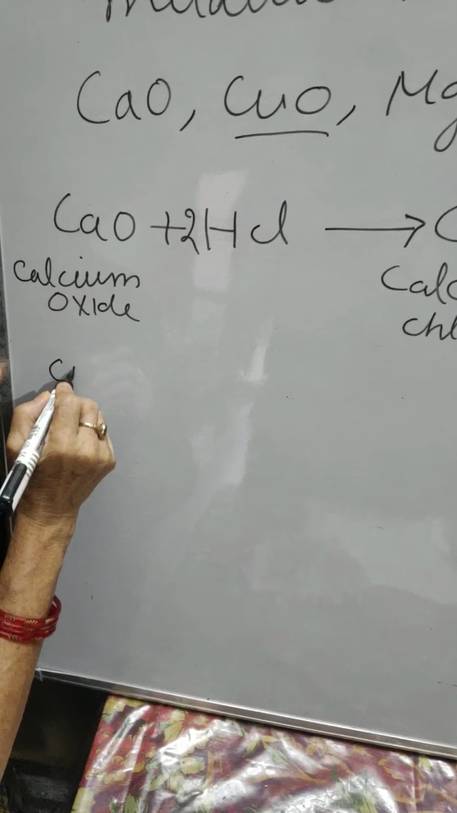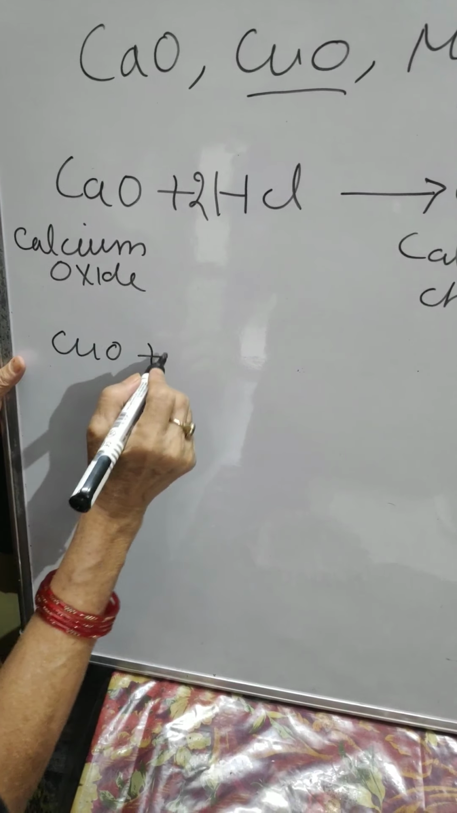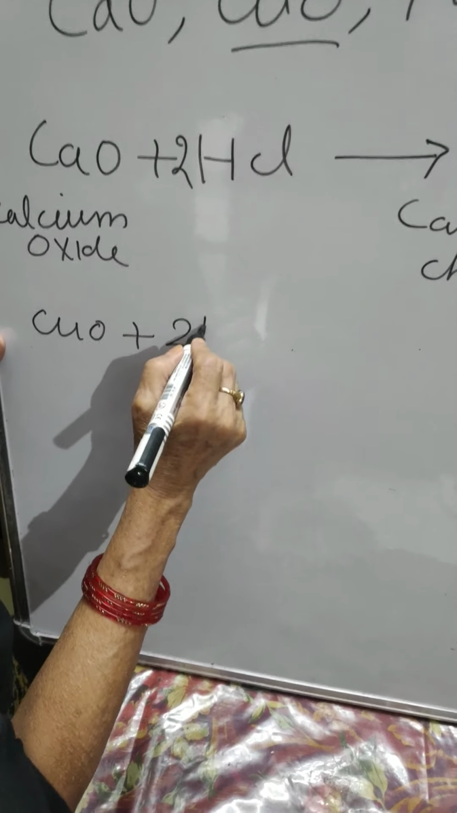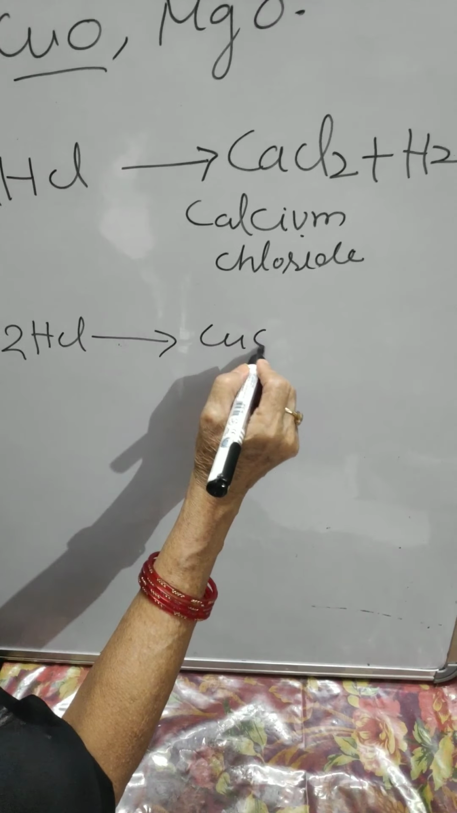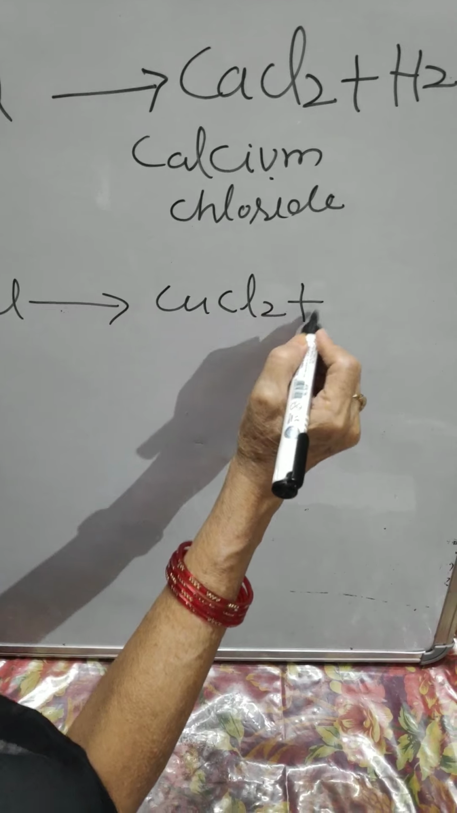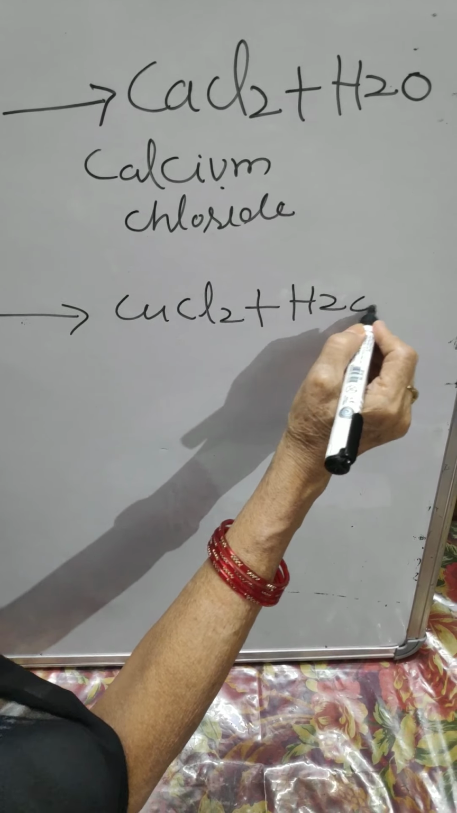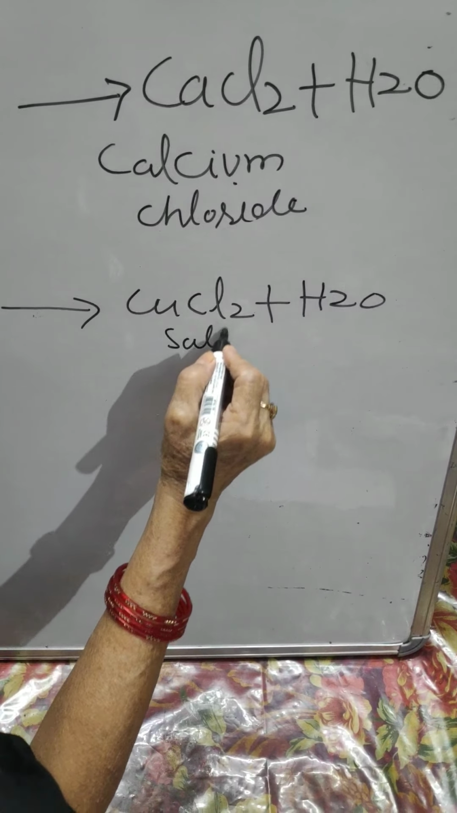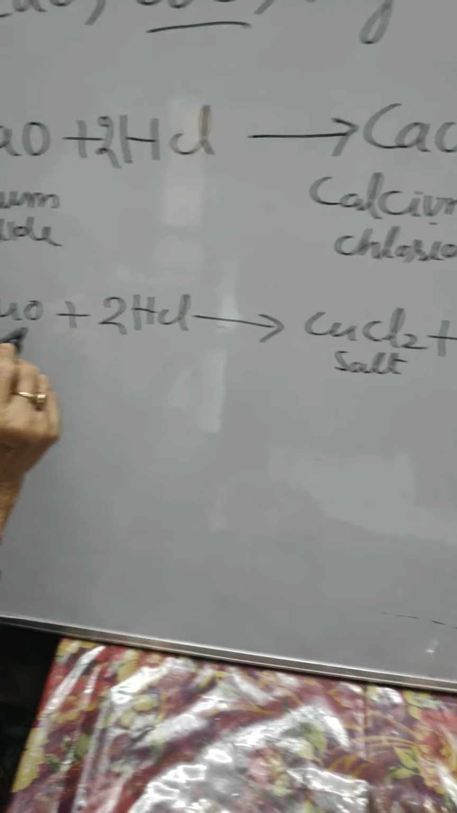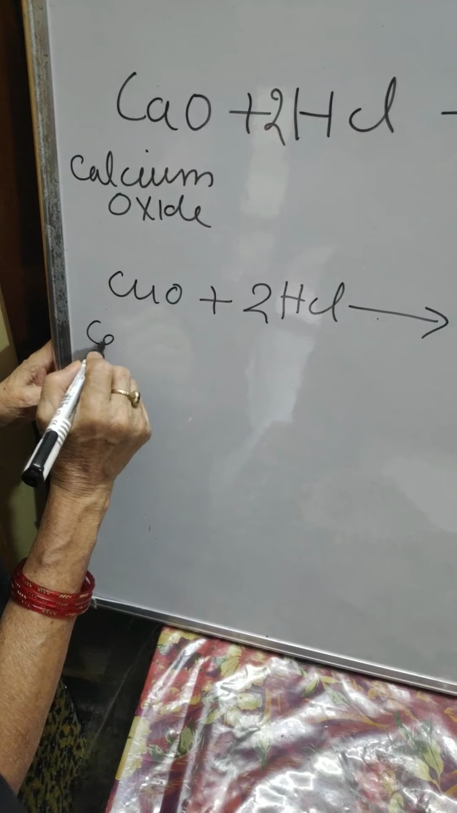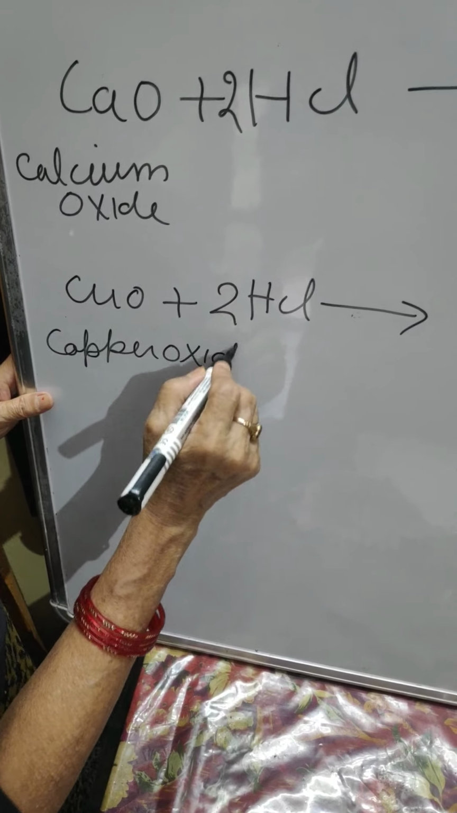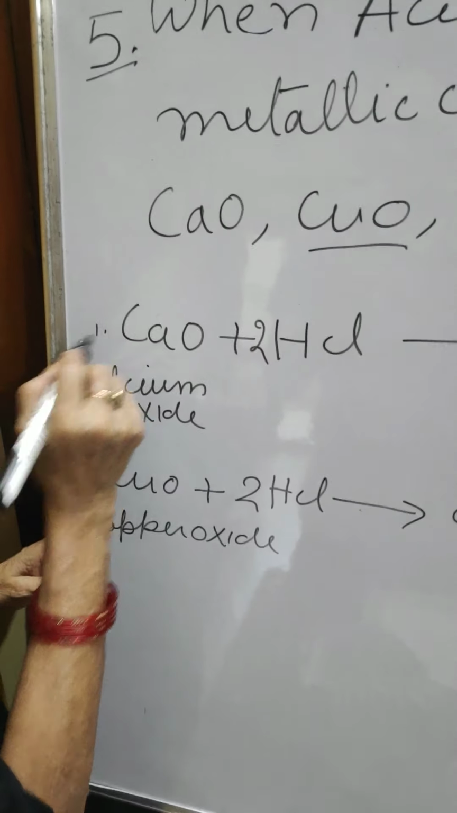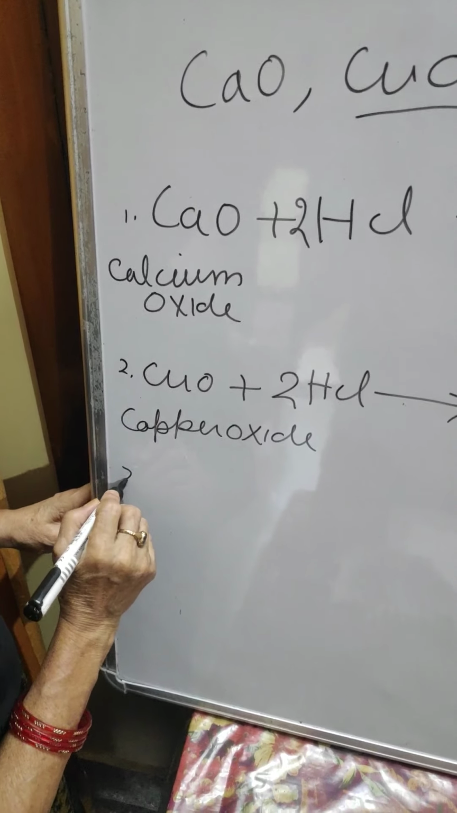and water. Another one, the CuO. When the CuO, copper oxide, reacts with hydrochloric acid, it will form copper chloride plus water, and this is the salt, copper chloride, and this is copper oxide. This is the first reaction, second reaction, and the third reaction.